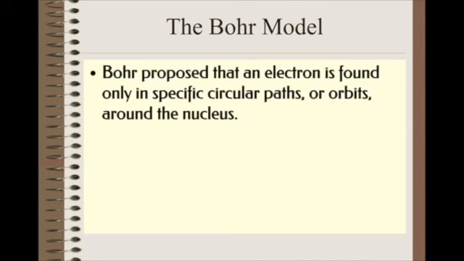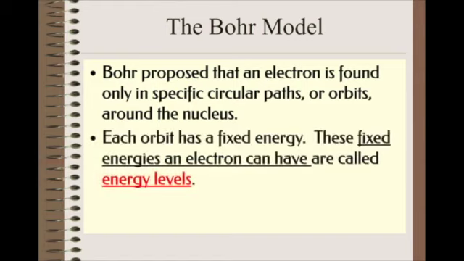One of the models that we use is the Bohr model, which is very similar to the solar system, but the difference is that electrons don't just stay in those circular paths or orbits around the nucleus. Each path or orbit does have a fixed energy an electron can have, and that's called an energy level. You need to make sure to highlight and type that out: energy levels are fixed energies an electron can have.